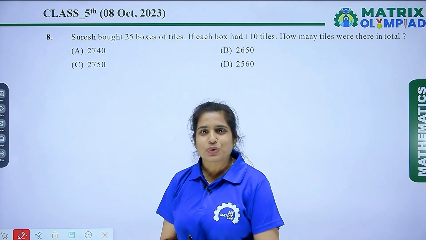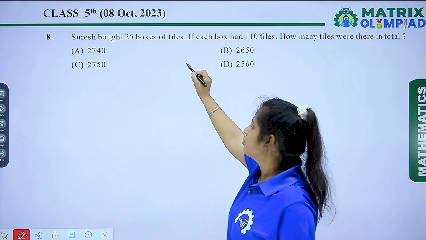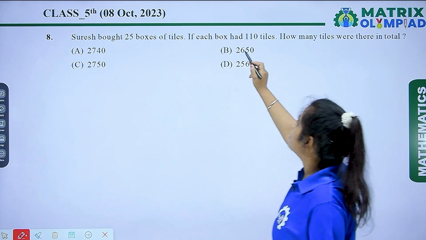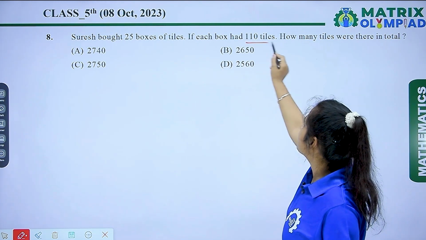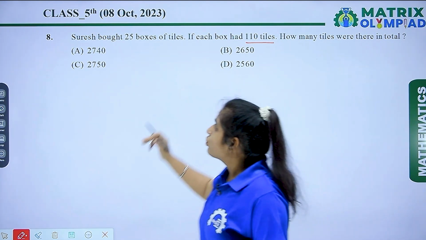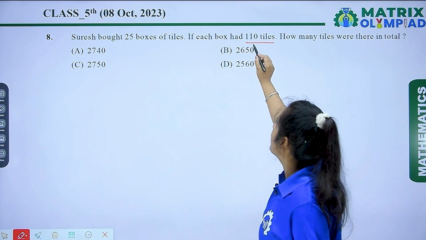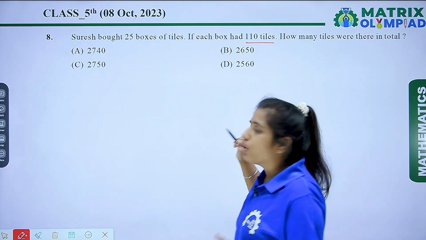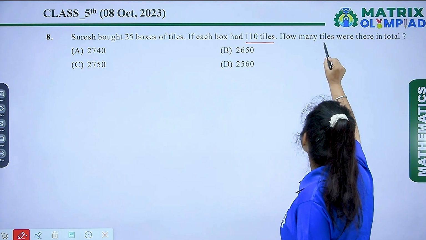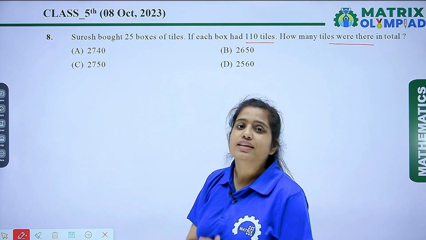Now our next question is question number 8. Suresh brought 25 boxes of tiles. If each box had 110 tiles, how many tiles were there in total? सुरेश 25 बॉक्सेस लेकर आया है और हर बॉक्स के अंदर 110 टाइल्स हैं. तो अब आपको ये पता करना है how many tiles were there in total. तो सारे बॉक्सेस में मिला के टोटल टाइल्स कितनी है.